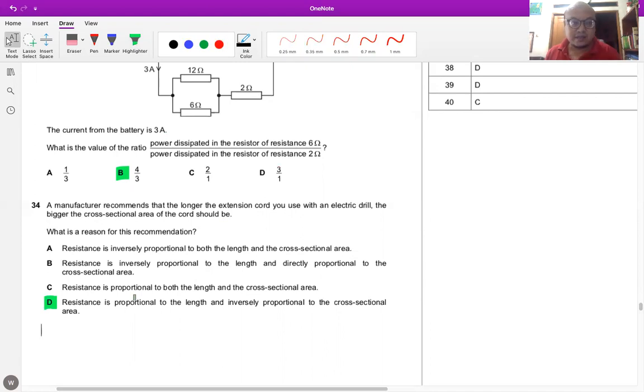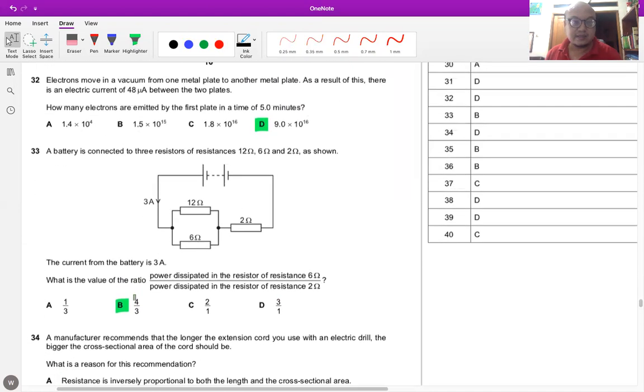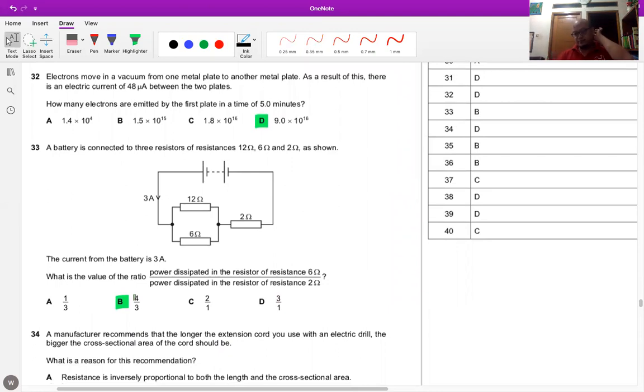Let's check the answer together. Electrons move in a vacuum from a metal plate to another metal plate. As a result, there is an electric current of 48 microampere between two plates. How many electrons are emitted by the first plate in the time 5.0 minutes?